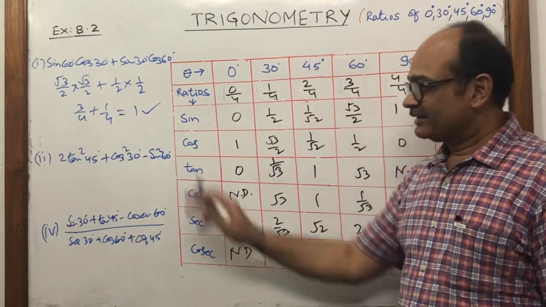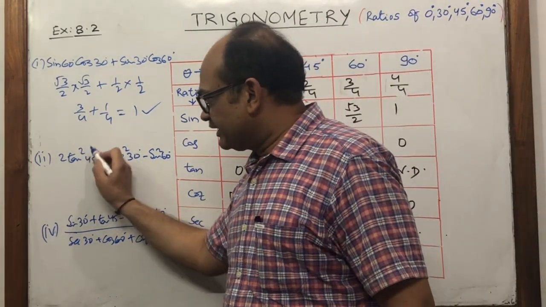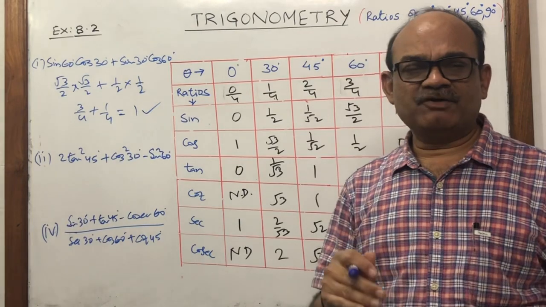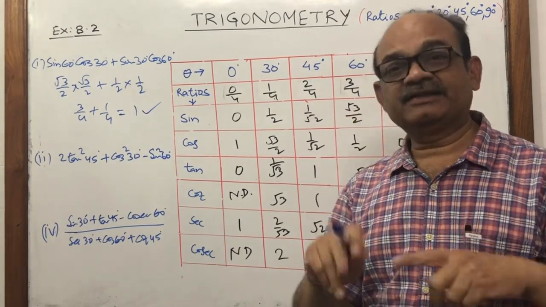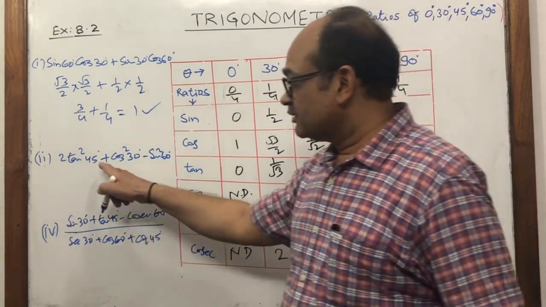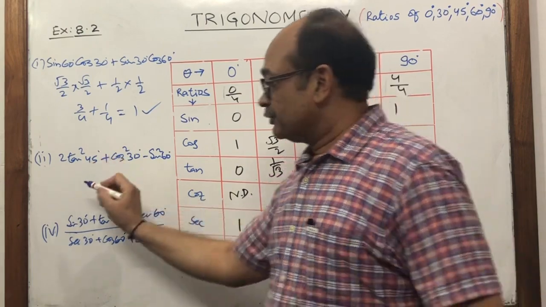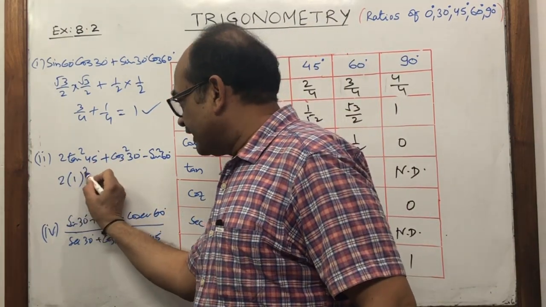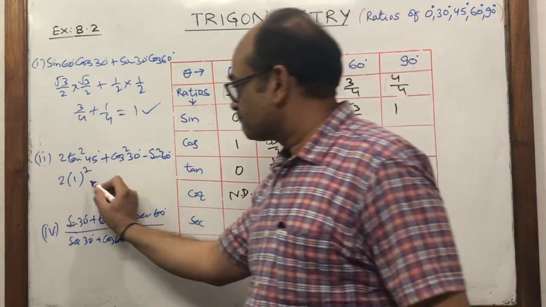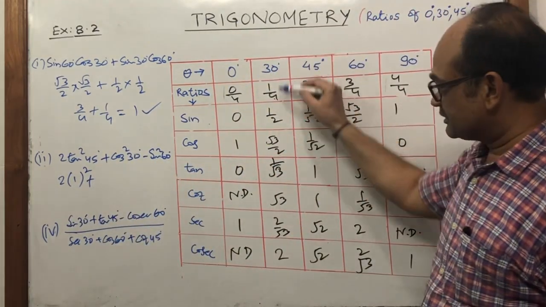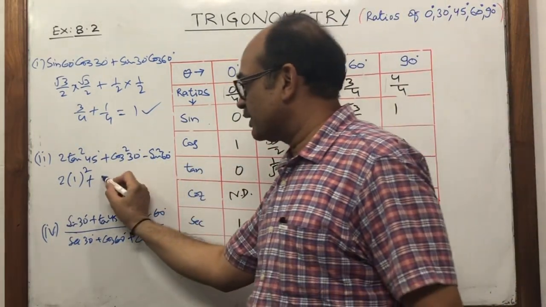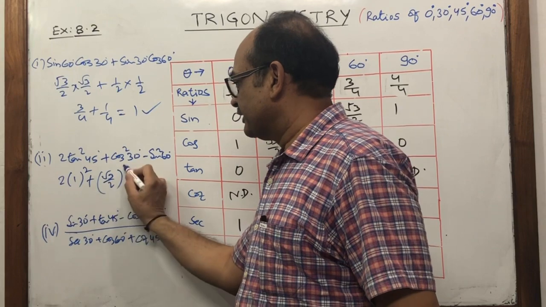Simple. Whenever it is tan square, or tan cube, or tan power 4, then first you write the value and then its square. It's not like that 45 is squared. No. So tan 45 is 1 and it's squared. Cos 30, see cos 30 is root 3 by 2, squared. So put root 3 by 2, squared.